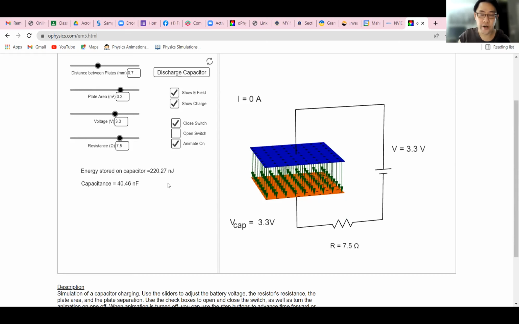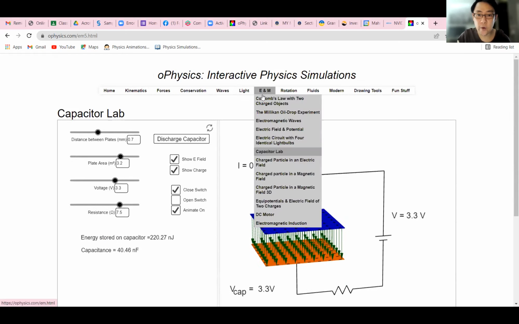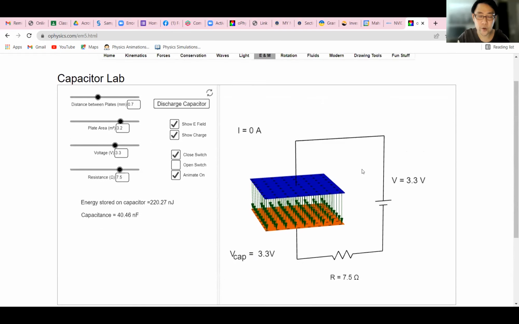Okay, guys, so that's very cool. I don't know, are there any others? No, I think that's the only capacitor animation they have, but that's all right. I think you have enough idea of what's going on.